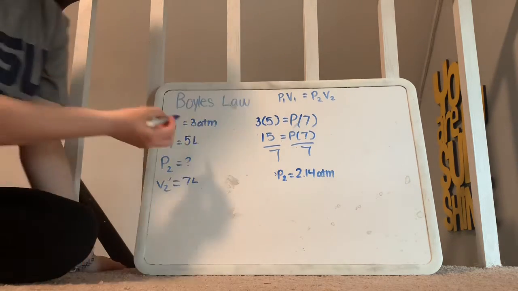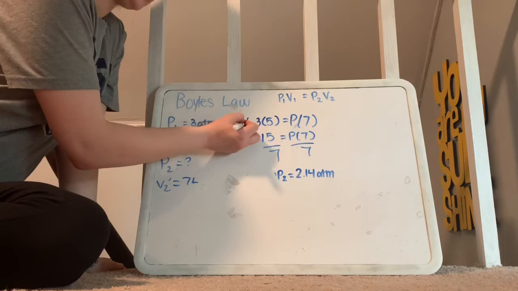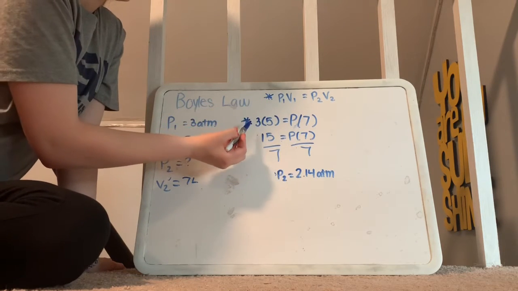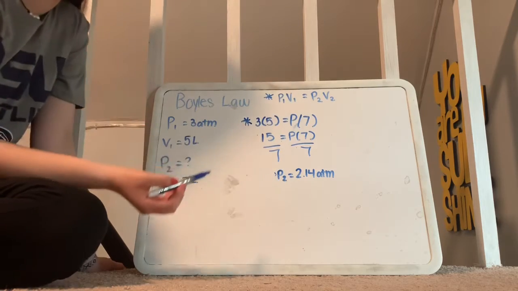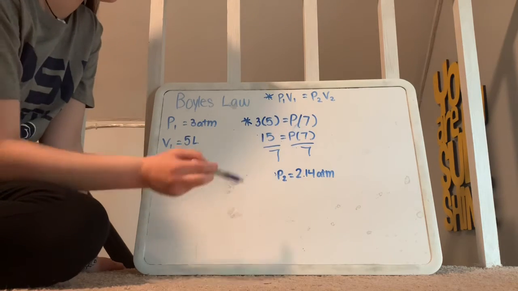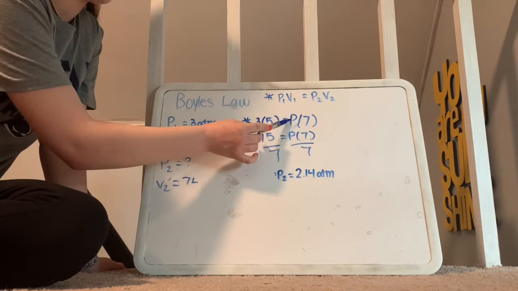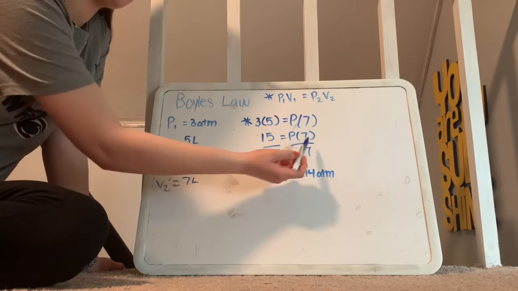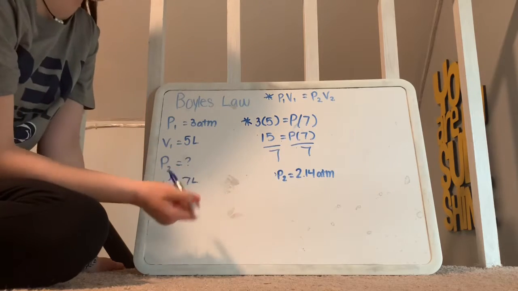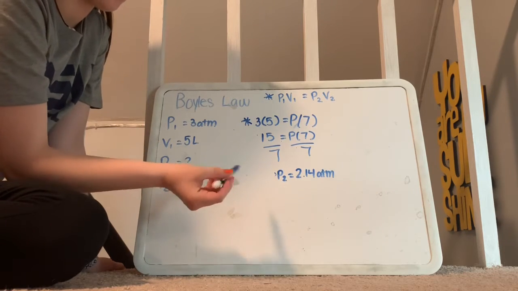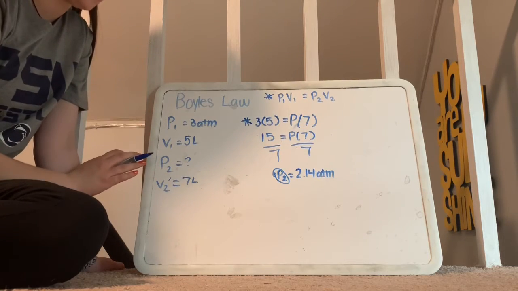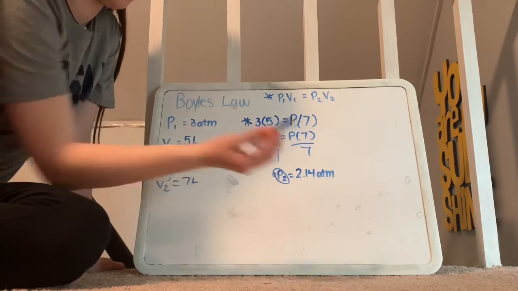So we put these numbers into this equation up here, and we solve that 3 times 5 equals 15, and then we are trying to figure out what P is, so we brought that down with the 7, and then to get P by itself, we divided both sides by 7 to get that the pressure after it was let go was 2.14 atm.